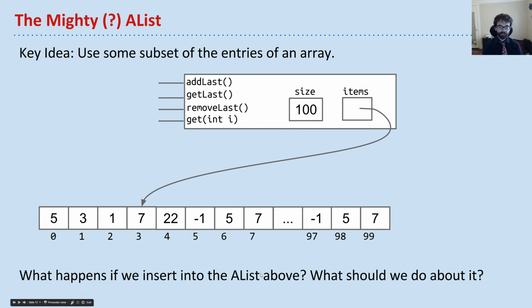So what happens if we insert into the AList above? Well, we'll get an index out of bounds exception and it'll say, sorry, can't put something in a position that doesn't exist. The next thing you might ponder is, what should we do about it? So maybe think about that a moment.